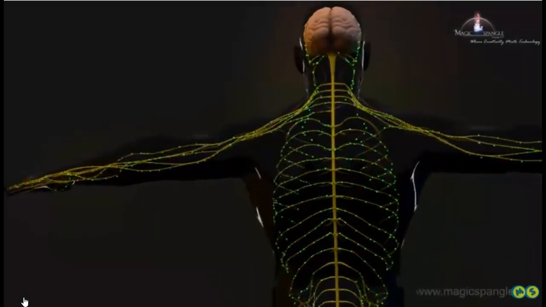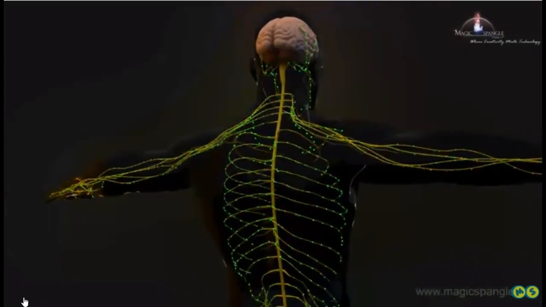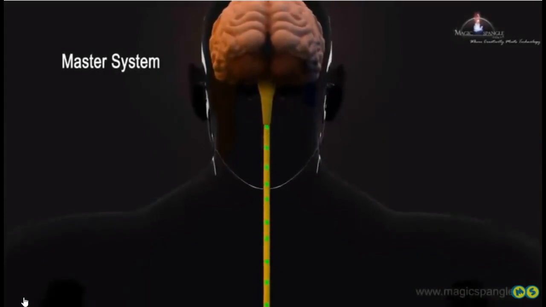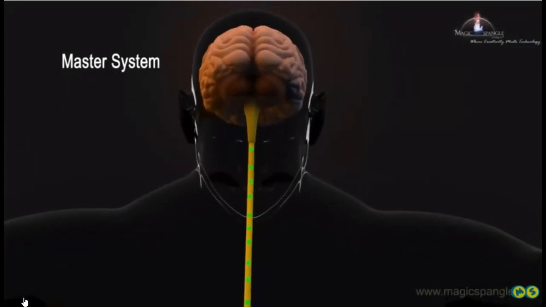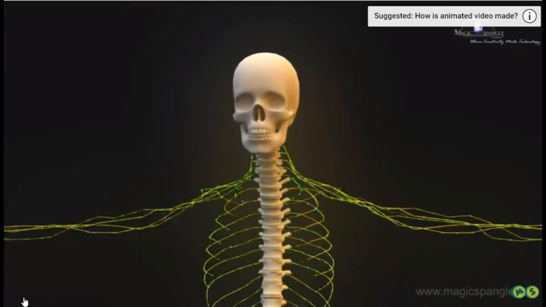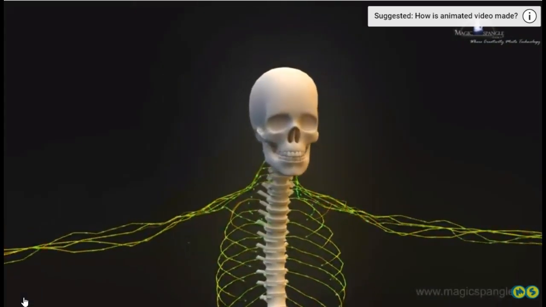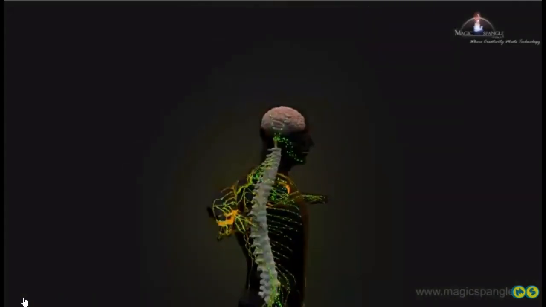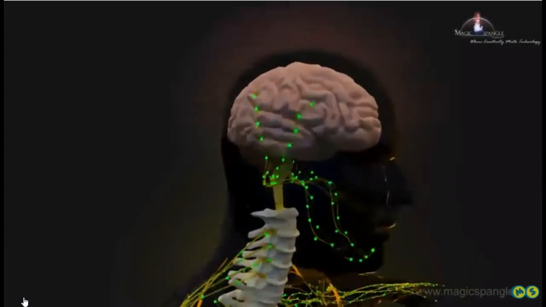Did you know that the most important part of your entire body is your central nervous system? Your central nervous system, also known as the master system, is made up of your brain and your spinal cord, and it controls every single function in your entire body. In fact, your central nervous system is so important that it's the only body part that is totally encased in bone for its protection. Starting at the top is your brain.